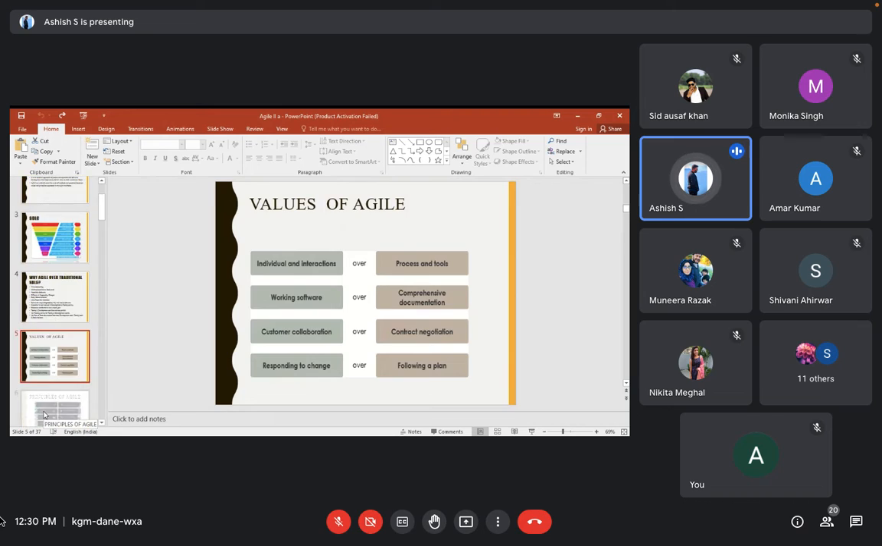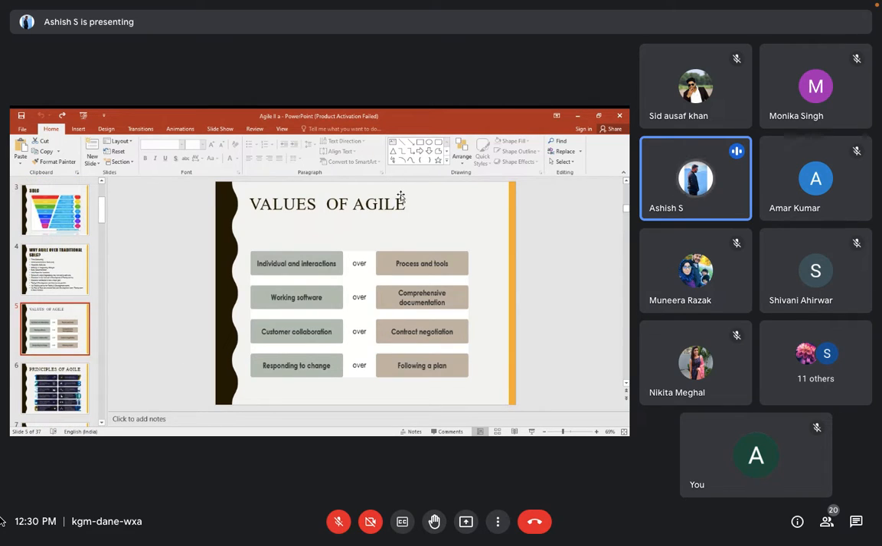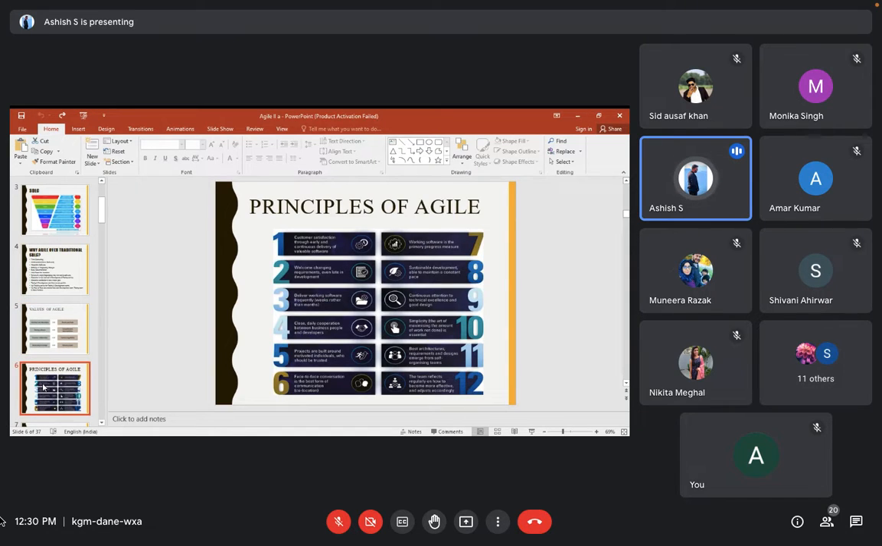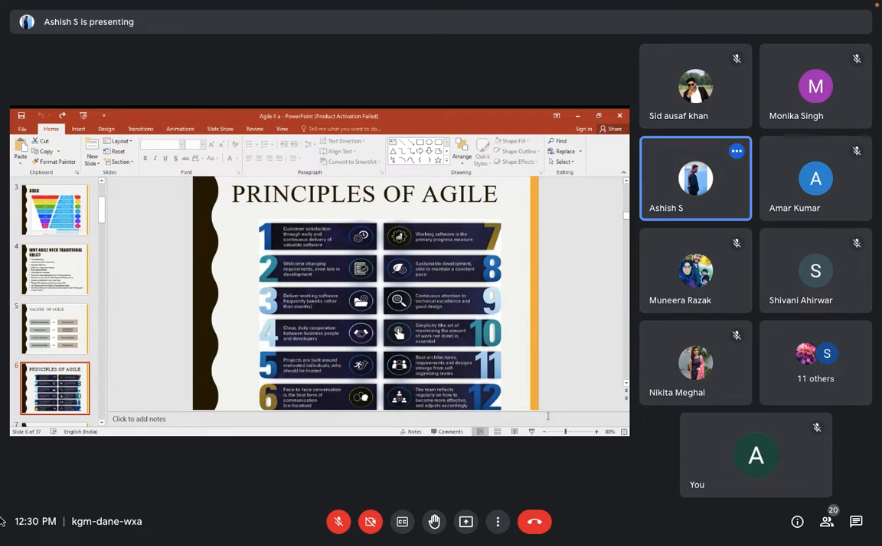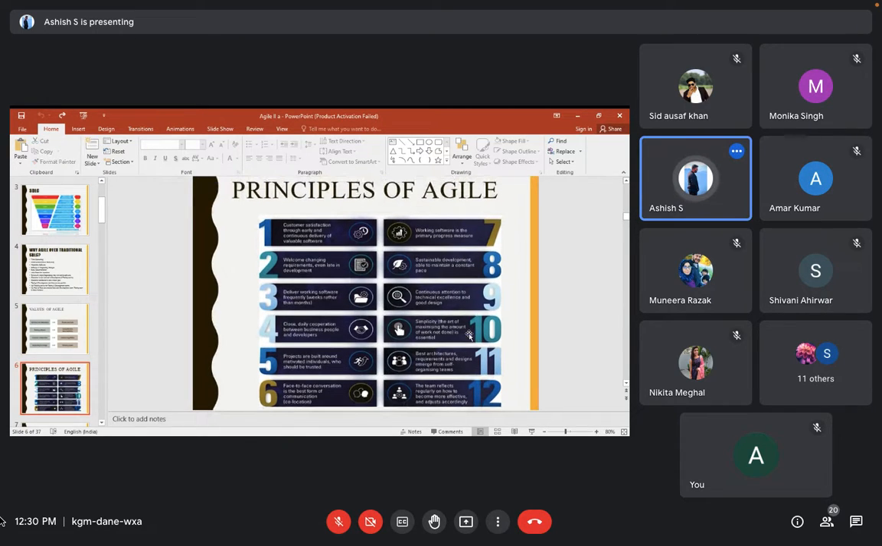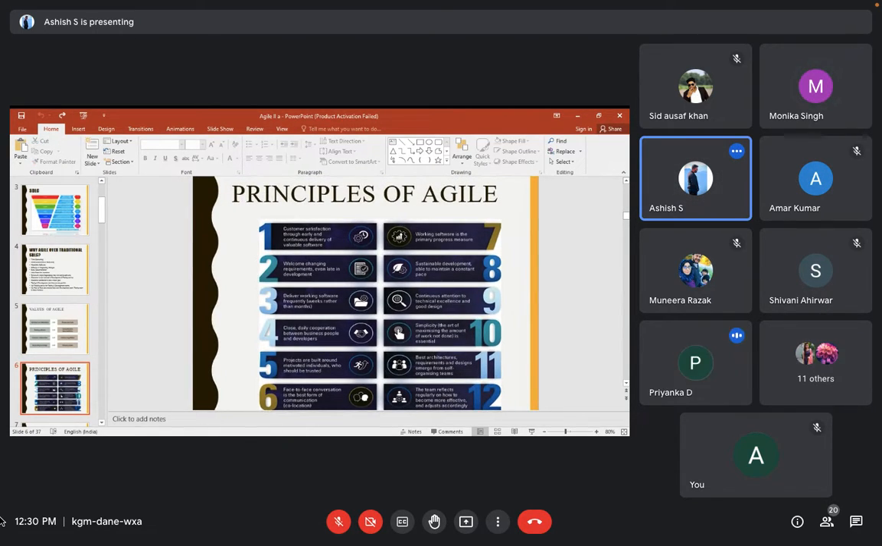So the next one is the values of Agile. Okay, now let us go with the principles of Agile. Is my screen visible to you? Yes, sir. Okay, fine.